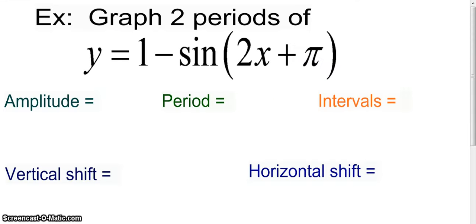Now we're stepping it up. Boom, we got a lot going on here. Okay, same thing though. I want you to actually try this on your own first. You don't need to graph it, but just try to find the amplitude, the period, the intervals, the vertical shift, and the horizontal shift. So pause the video now. Try to do that. Unpause when you're ready to check.